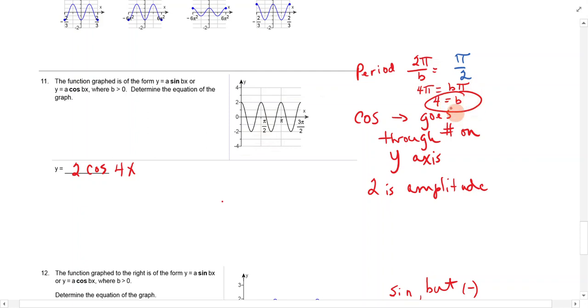All right, so the b value is 4. It goes up to 2 and down to negative 2, so 2 is the amplitude. So when we write that graph equation, 2 cosine 4x.